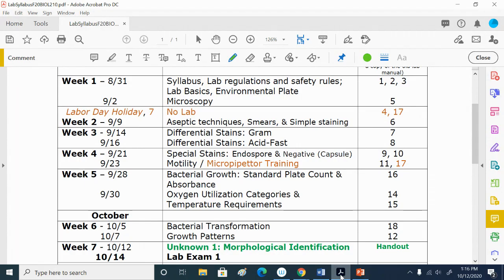So after you flame your loop, you make it glowing red hot, right? And so is it a good idea to immediately go get your sample as a way to minimize contamination? Or should you wait and let the loop cool down? Hot loop or cool loop? I think you should let it cool down for, I think we said 10 seconds or something. Right, so let it cool down for like 10 seconds.